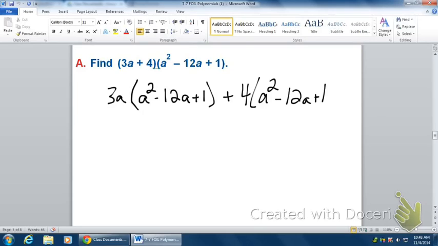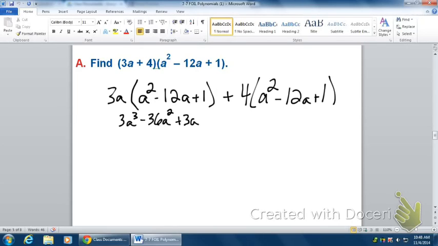All right. And then from here, I'm just going to simplify this. I'm going to go ahead and distribute this first one. When you do 3a times a squared, it's going to give me what? 3a to the third. Good. Add those exponents, okay? When you do 3a times negative 12a, it's going to give me what? Negative 36a to the second. Good. You add those exponents of 1 and 1 together to get a squared. Then lastly, 3a times 1 is going to give you 3a.